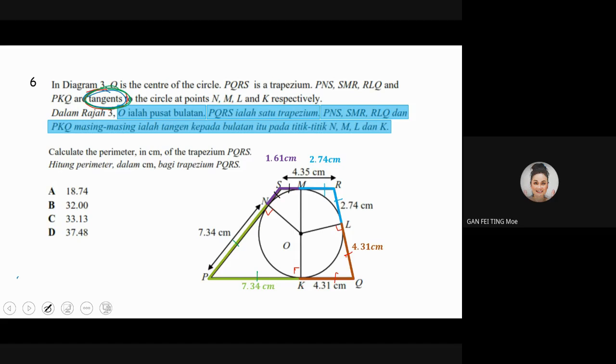So then SN is also the same. Then what do you do next? Get your calculator, key in the value, and tell me what's the answer. Let's see who is the fastest to post the answer. 32. Yes. Okay. Very good. 32. Then you get your answer, which is 32.